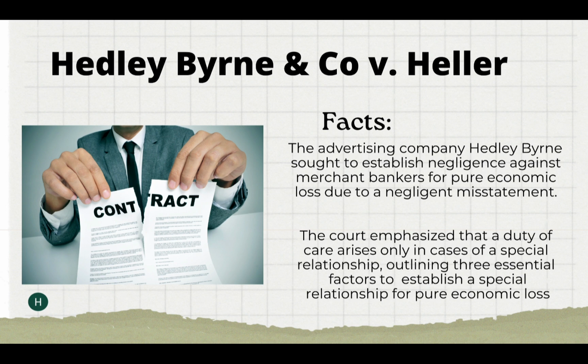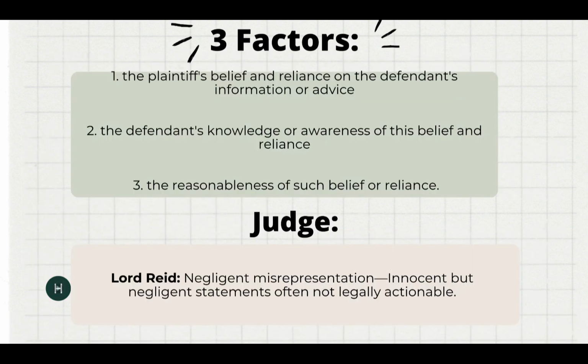Moreover, the court also outlined three essential factors to establish a special relationship for pure economic loss, which can be seen in the next slide. To establish a special relationship for pure economic loss, there are three important factors. First, the plaintiff's belief and reliance on the defendant's information or advice. Second is the defendant's knowledge or awareness of this belief and reliance. And last is the reasonableness of such belief or reliance.